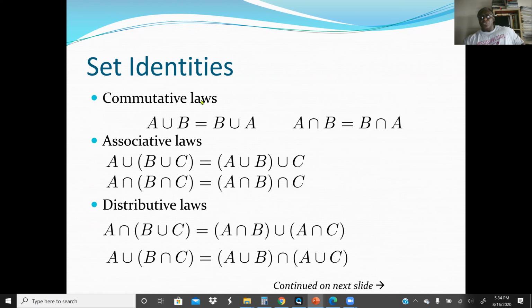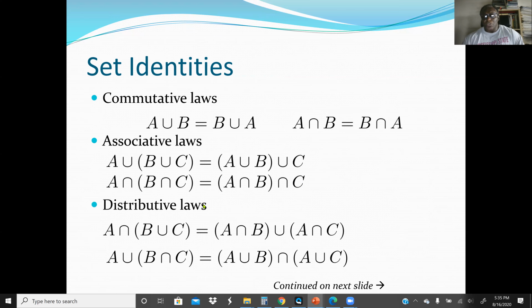Then we have the commutative laws. A union B is the same as B union A, or A intersect B is the same as B intersect A. This is the commutative law, like in arithmetic operations too. Associative laws: A union parenthesis B union C is the same as parenthesis A union B, close parenthesis, then union C. Or A intersect parenthesis B intersect C is the same as parenthesis A intersect B, close parenthesis, then intersect C. So the position of the set doesn't matter.